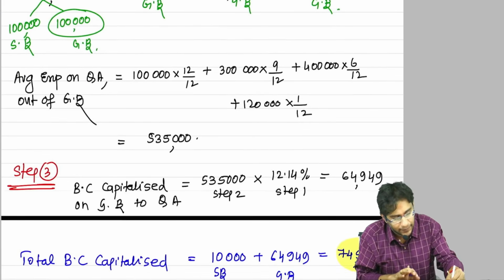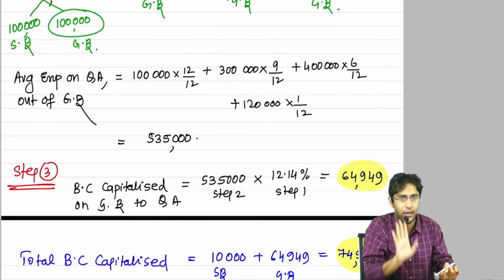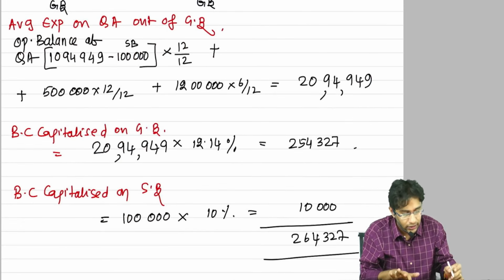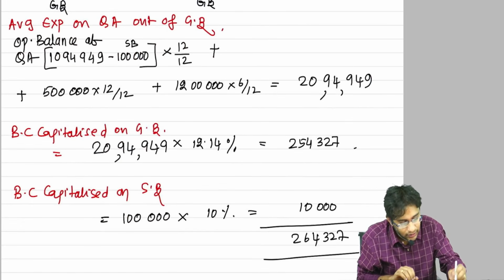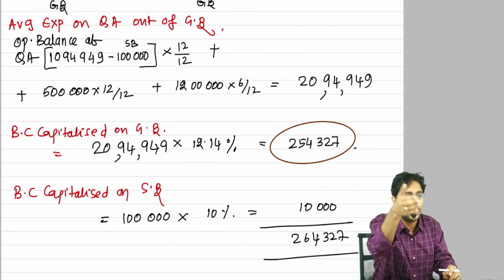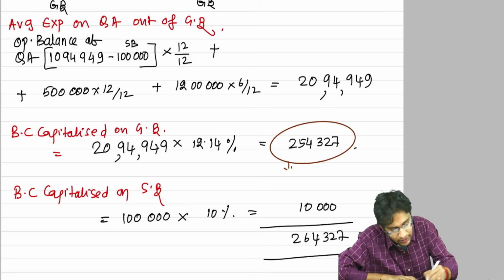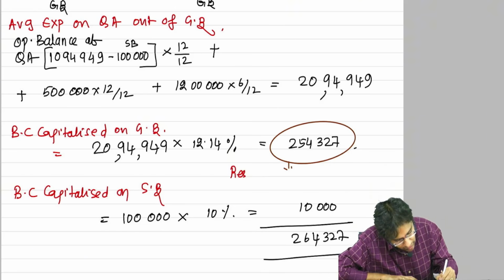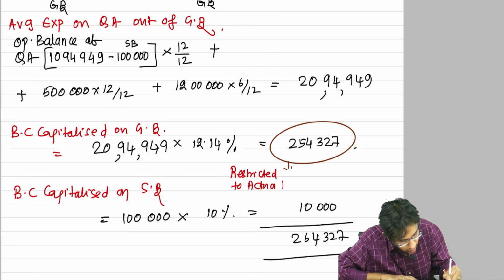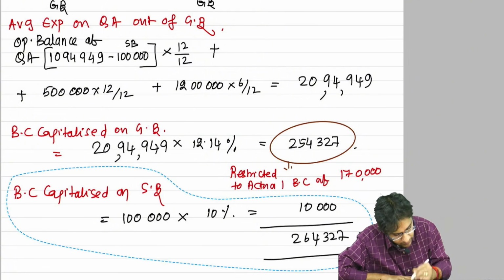First year you capitalize how much, sir? 64,949. Okay. Remaining will go to P&L account. Second year, you are telling me that you will capitalize 254,327. Are you mad or what? So actual borrowing cost is 170. How can you capitalize 254? In this case, you will restrict it to actual borrowing cost of 1,70,000. Wait a moment. This I will keep it aside for a moment.